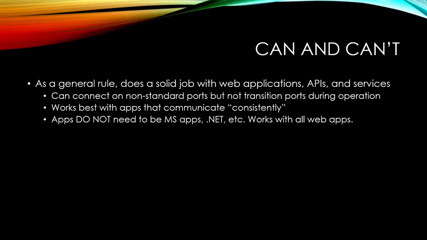So what can and can't we do with this? Well, as a general rule, the Application Proxy does a solid job with web applications, APIs, and services that have a particular communication pattern. The App Proxy can connect on non-standard ports, so on ports other than 80 and 443, because this is primarily a web-based proxy. But it's also important that even if you use non-standard ports, your application cannot be transitioning ports during the operation, and there are some requirements on that.